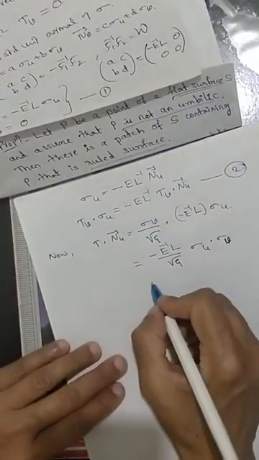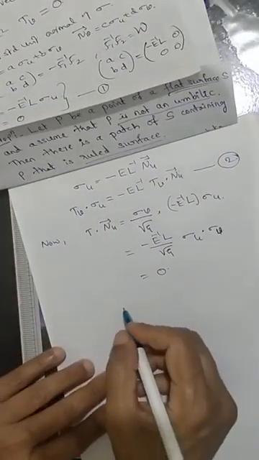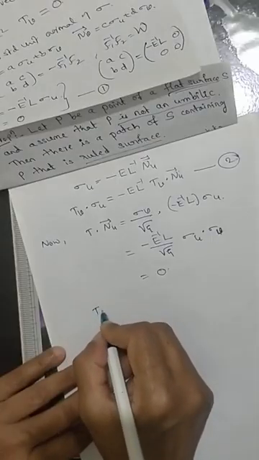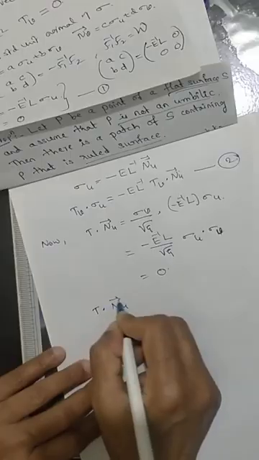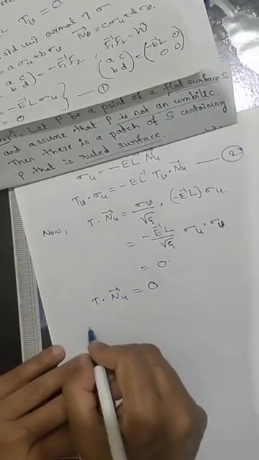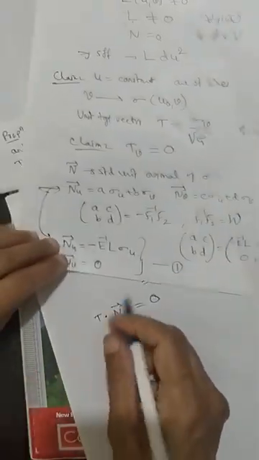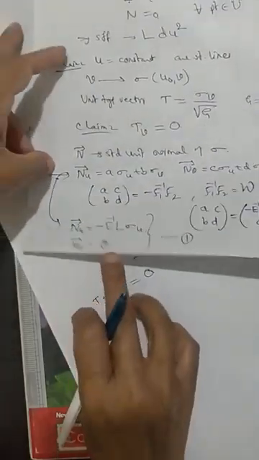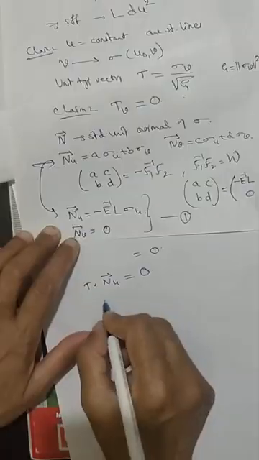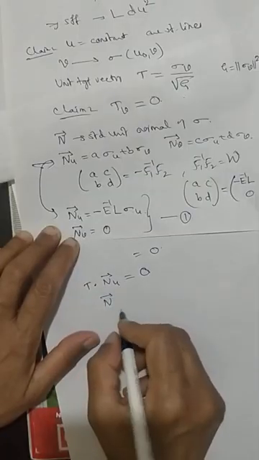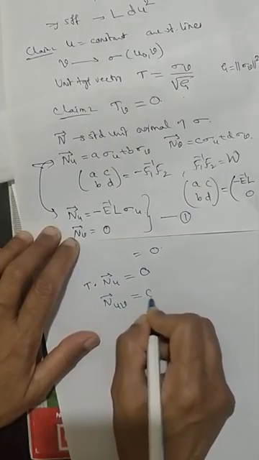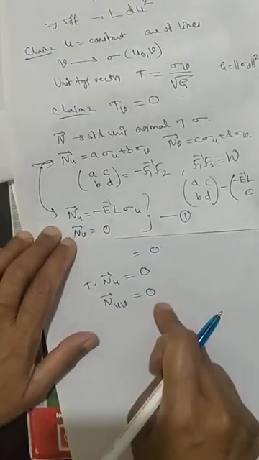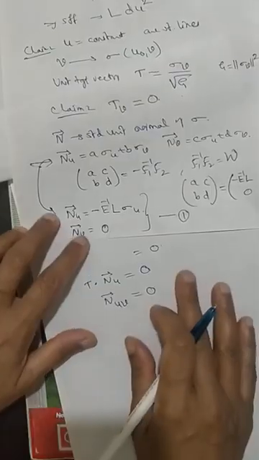So this is equal to 0. So what we have here, T dot nu is equal to 0. And also considering the second statement here, nv is equal to 0. So if I consider its derivative with respect to u, then this is also equal to 0, because it itself is 0. So this is equal to 0 here.